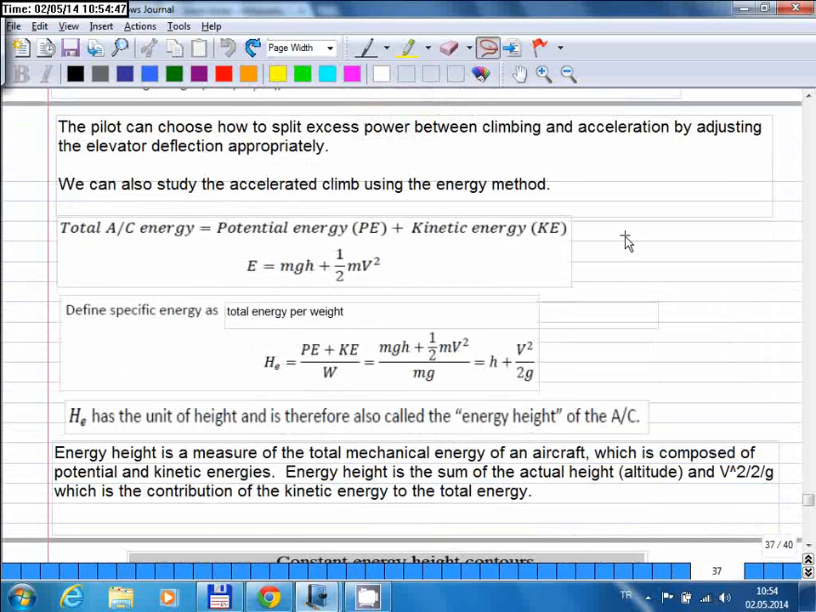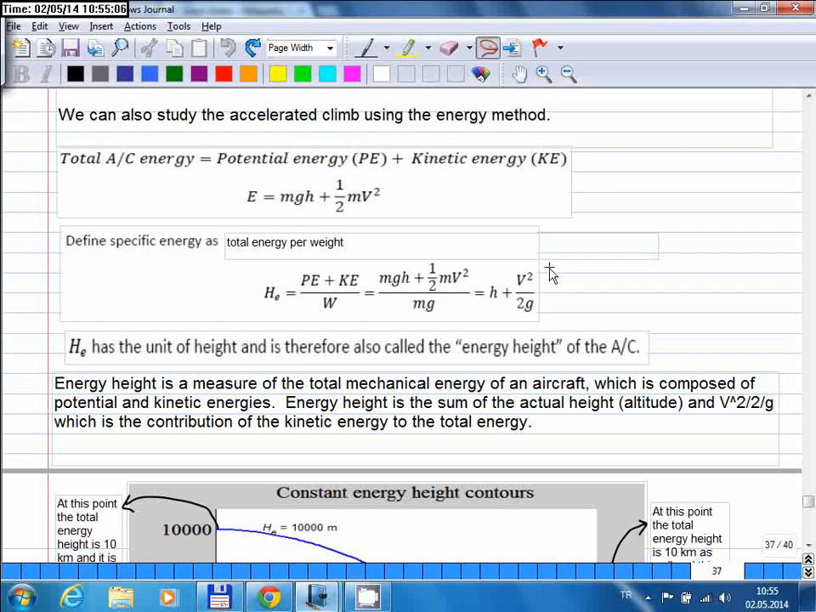So if you write the total energy including the potential and the kinetic, and if you divide this by the weight of the aircraft, you get an expression for specific energy. So this is the total energy per unit weight of your aircraft. So this expression is your energy height. Okay, so this includes the actual altitude and this second term, which also has the units of height, and this is called the energy height of an aircraft.